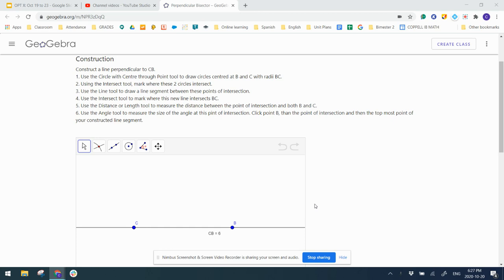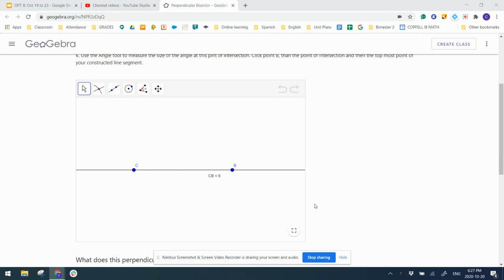Using GeoGebra to construct a perpendicular bisector. So if you're trying to construct a perpendicular bisector, here's our line. Obviously, we can't do the math because we don't know the point values of point C or B, so we can't do any of the math that we learned.